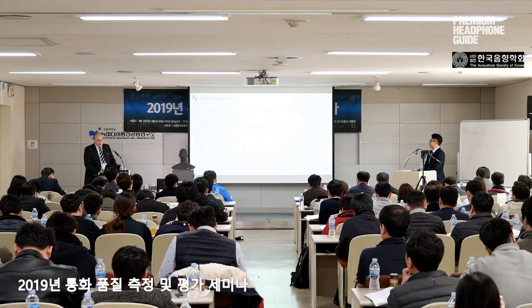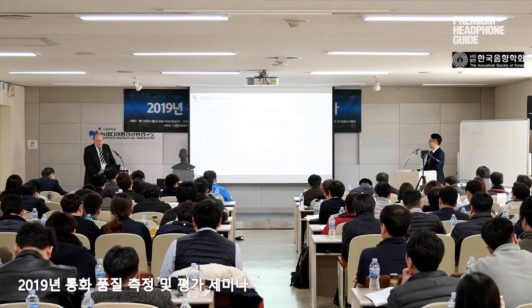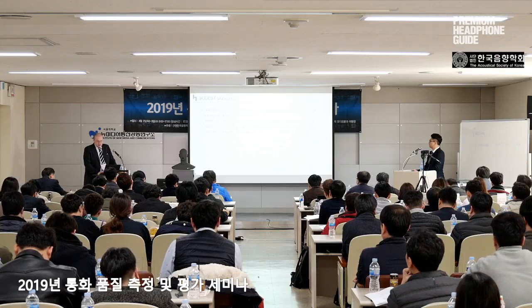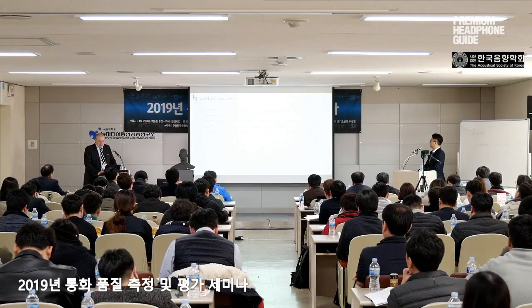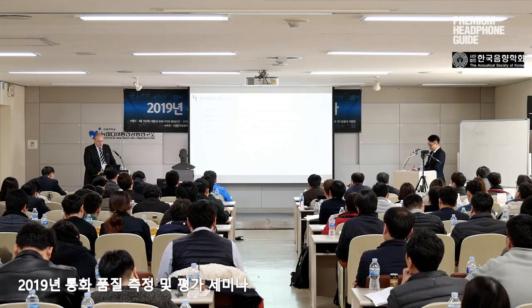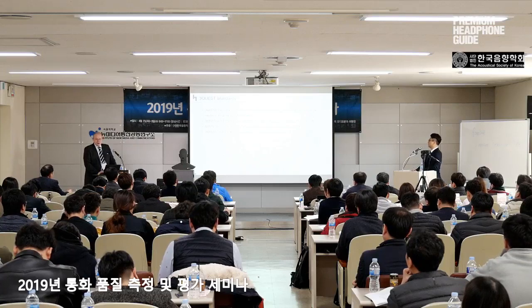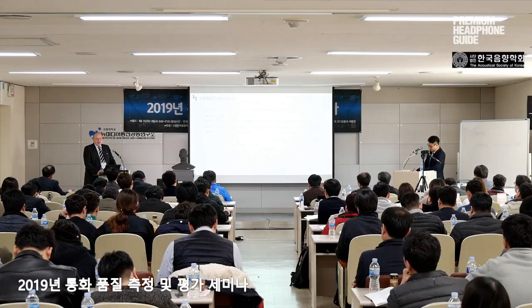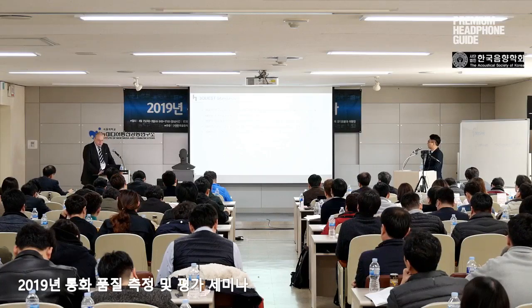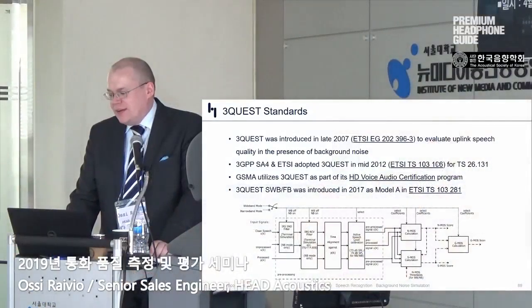adopted it 5 years later with more work. There is a new standard, 103.106. So this is the ETSI and 3GPP standard, 103.106. And then the super wideband and full band version was again 5 years later. Actually, I didn't notice that the original is 2007. Then 5 years later, we have the modified 3QUEST algorithm. And 5 more years, there is the super wideband and full band version, which is 103.281. So these two are the standard versions or the algorithm versions that are currently in use.